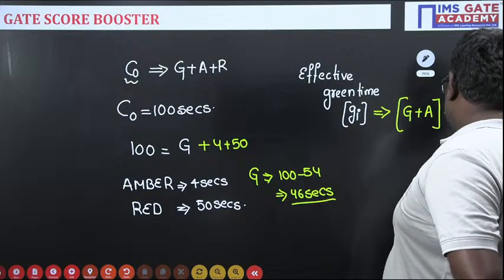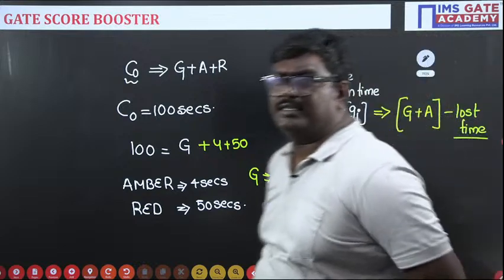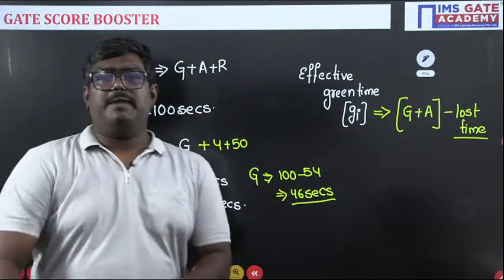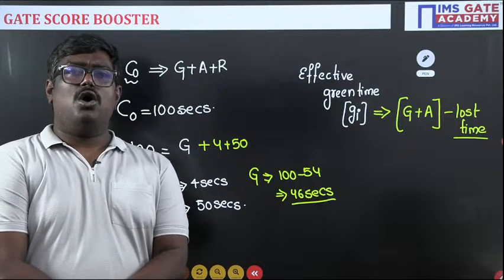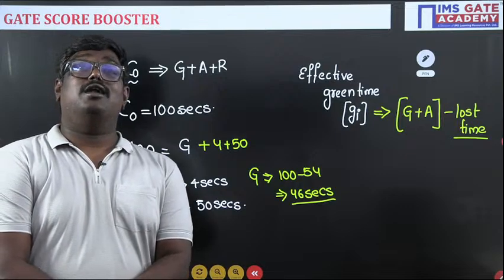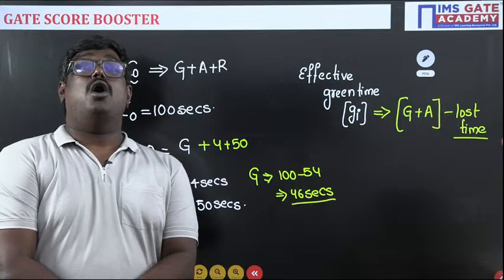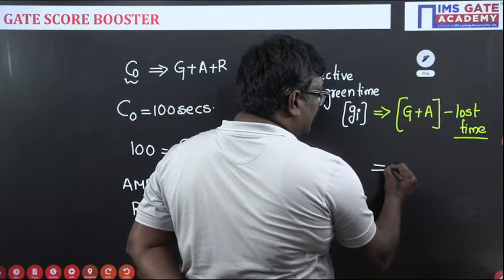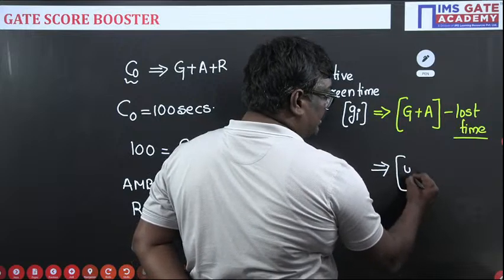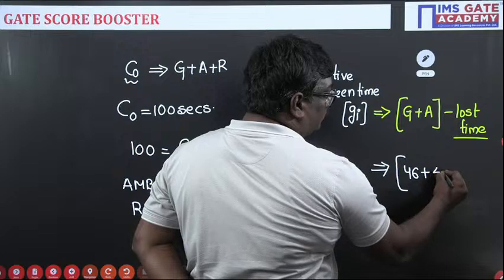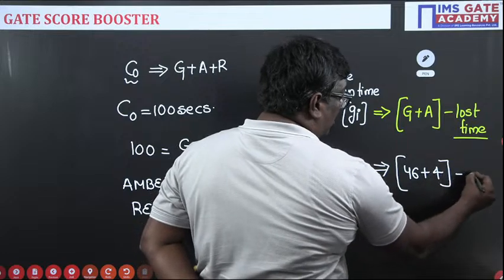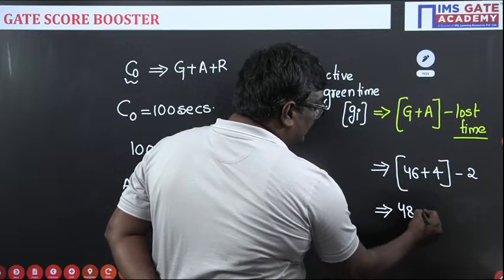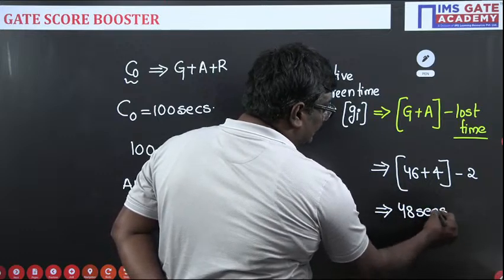Here see students, lost time can be two cases. Lost time can be due to startup lost time, or it can be due to the all red time or all clearance time. So here green time is how much we have calculated? 46. And amber time is 4 seconds minus lost time is 2 seconds. So the effective green time is equal to 48 seconds.